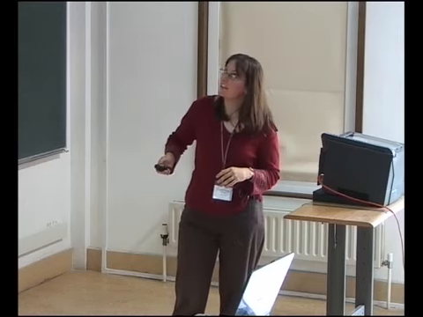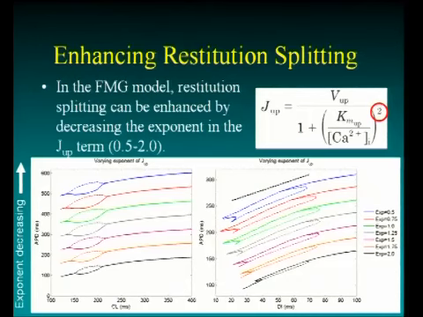And this one, it looks like it doesn't really split, but if you zoom in, it actually does. So it's a small amount of splitting, but it's there. And in this case, again, you can have slopes that are steep or not as steep. So we've done some experiments in the models trying to look for what controls this splitting of the restitution curve. And in the Fox et al. model, we found that by altering some of the intracellular calcium dynamics, specifically the uptake current, by changing this exponent, we can actually enhance the splitting.